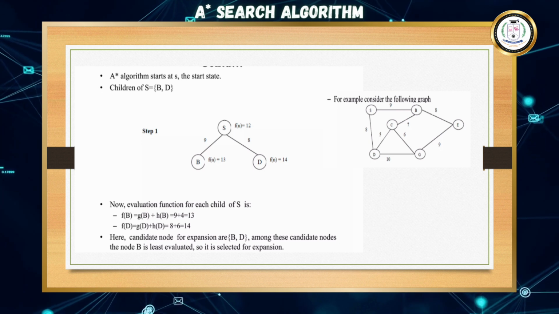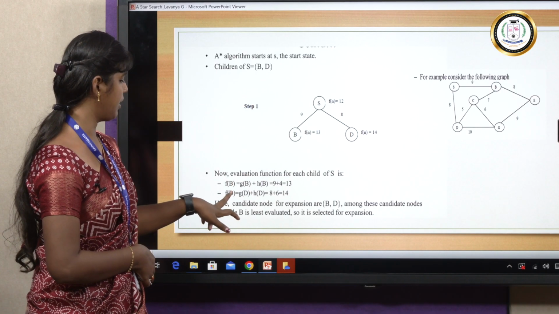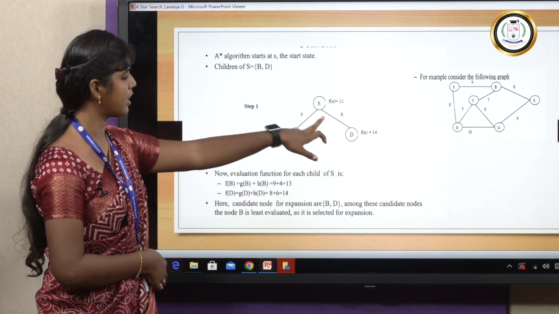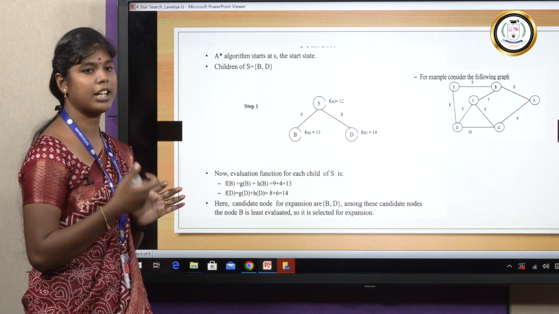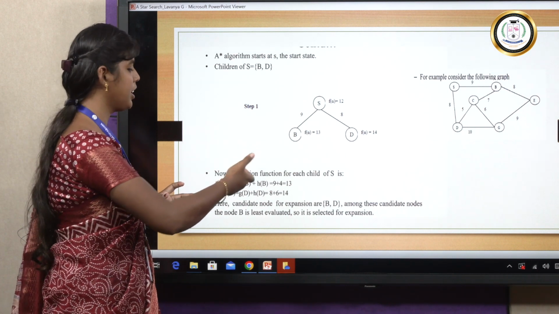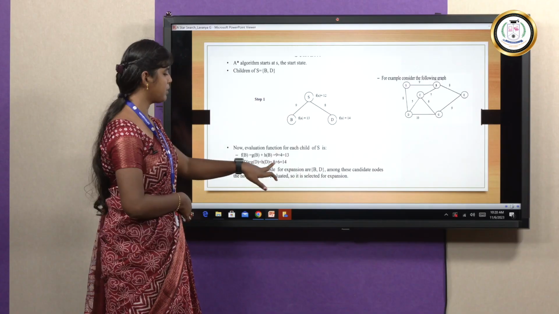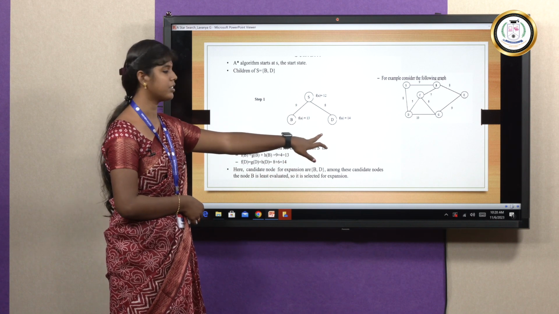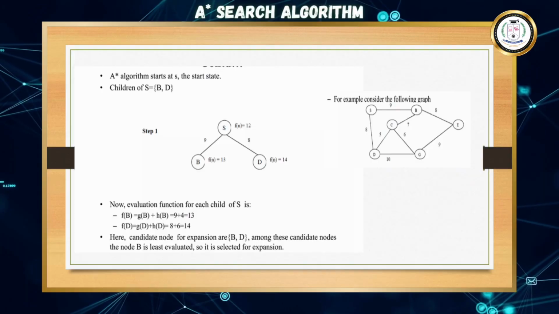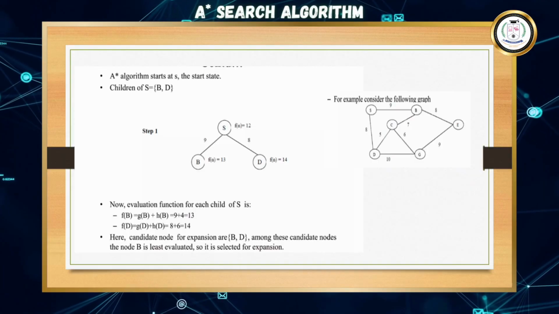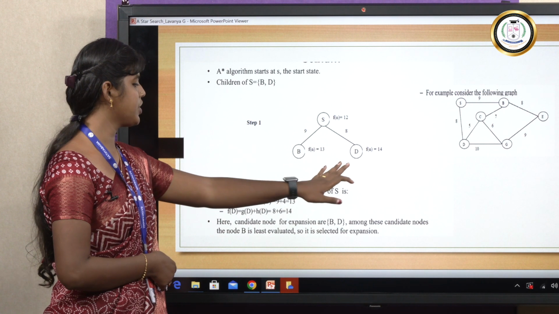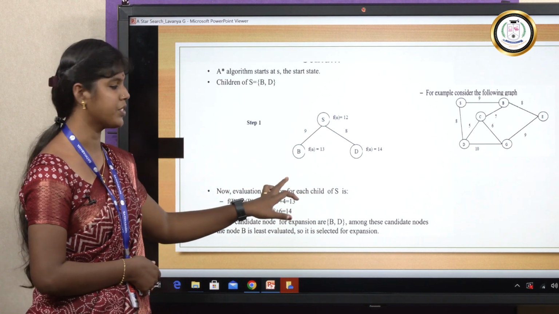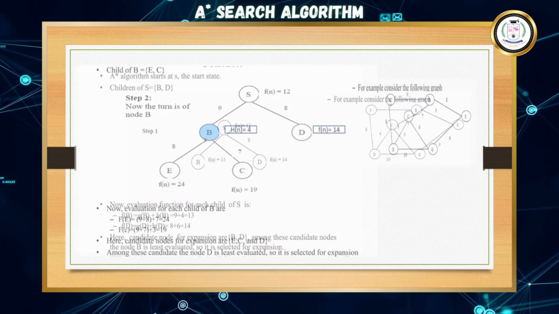Next, for S to D, in the same way, f of D is equal to g of n plus h of n. Here g of n for S to D is 8, and the D heuristic value is 6. So 8 plus 6 is equal to 14. So we have two values here: f of n is 13 for B and 14 for D. Of these two, you need to take the least one. S has two children, and B is the least one, so you go to the next procedure.